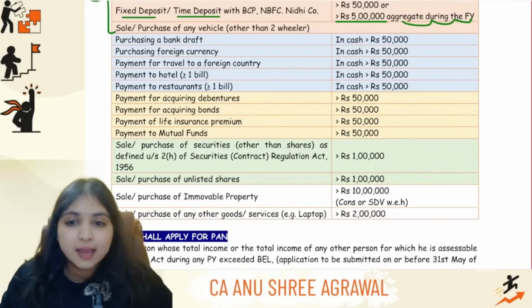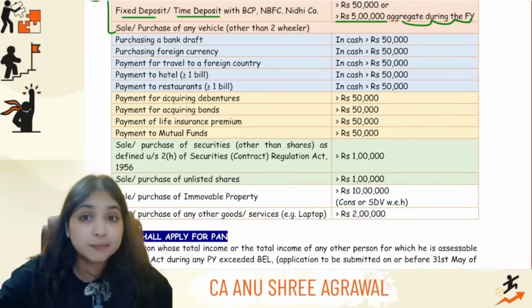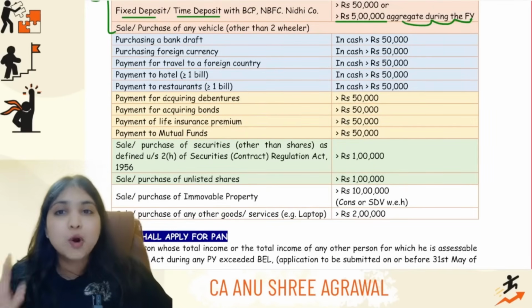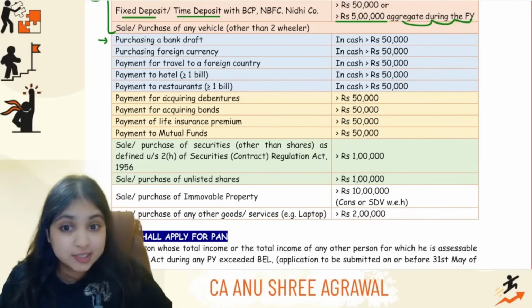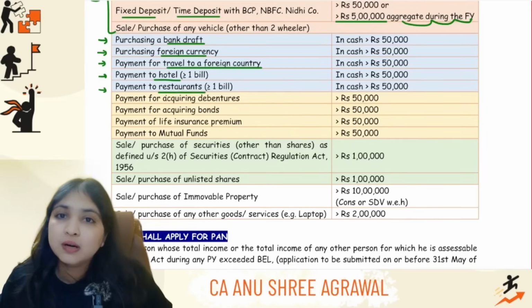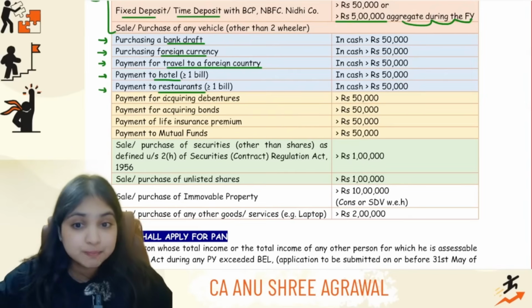Okay. Then I have 5 transactions. In these 5 transactions, if I'm going to make the payment more than 50,000 in cash, only then I'll have to quote the PAN. What are the 5 transactions? Number 1, if you want to purchase a bank draft. Number 2, if you want to purchase foreign currency. Number 3, if you want to make payment for travel to a foreign country. Number 4, if you want to make payment to a hotel. And number 5, if you want to make payment to a restaurant. So it's very simple to remember.